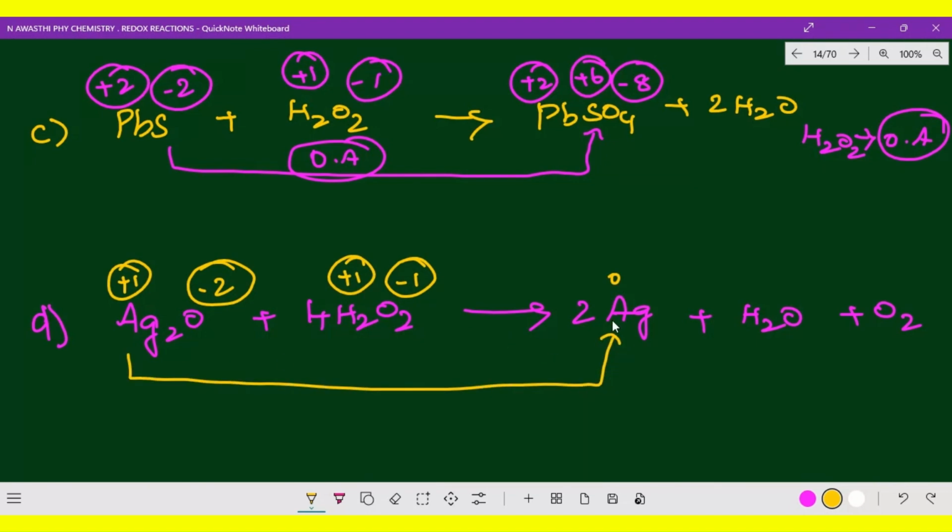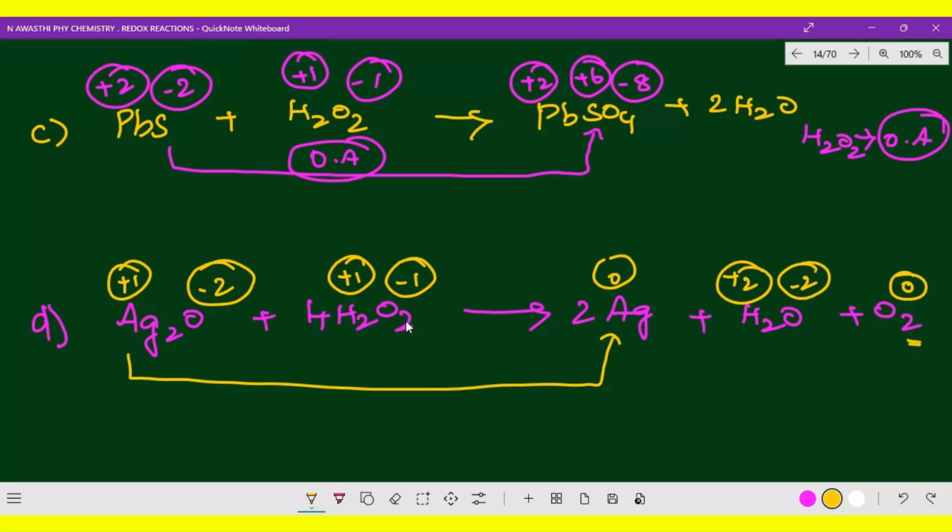Next one here: oxygen is -2, so hydrogen is +1, and since there are two, it is +2 oxidation state. And of course, this is elemental form. Now let us check. Silver +1 is converted to 0, elemental form. And the same way oxygen is -2 here, and here also -2. So this is also -2 and this is also -2. One more oxygen is there.